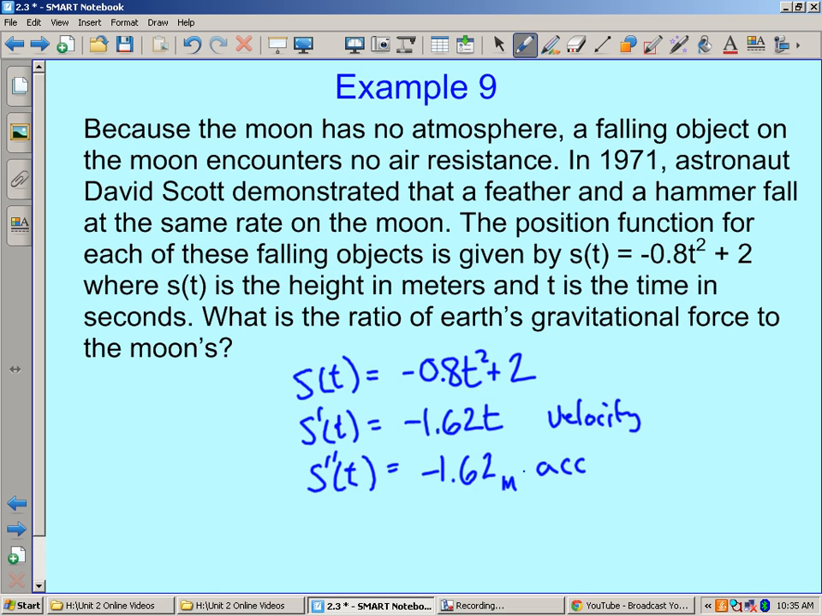And the Earth is negative 9.8 meters per second squared. If we want to figure out how the Earth and the moon are related, we're going to say negative 9.8, which is the Earth, divided by negative 1.62, and when we divide those, we get approximately 6 as our ratio of gravity for the Earth to the moon. And so thank you for listening, and this concludes section 2.3.